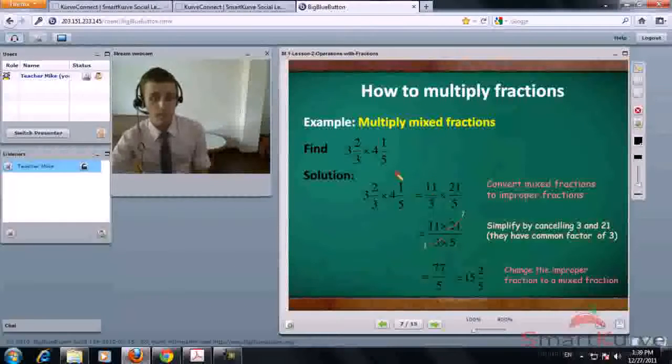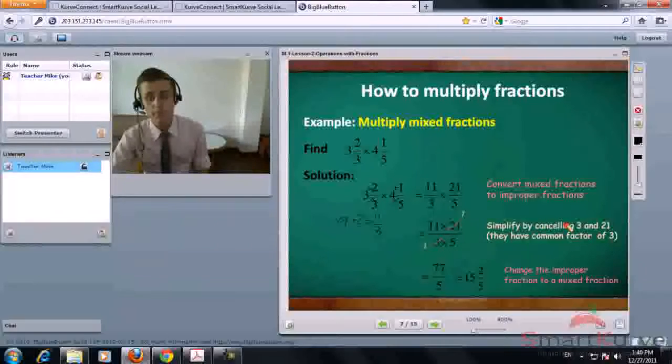Multiplying mixed fractions. We have 3 2/3 and 4 1/5. First, you convert the mixed fractions to improper fractions. So 3 2/3 becomes 11/3. Remember, for a mixed number, we multiply the denominator by the whole number, which is 9, and then add the numerator, plus 2 gives us 11, and we make that over the denominator, over 3. 11 over 3 times 4 1/5: multiply the denominator by the whole number, that gives us 20, plus the numerator, 21 over 5.